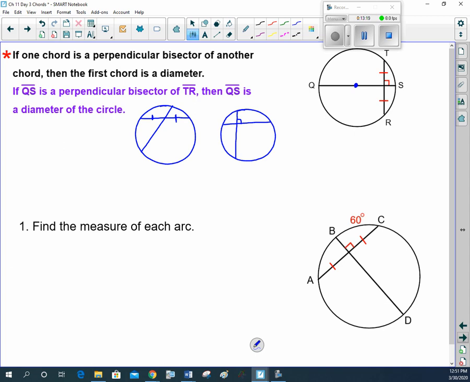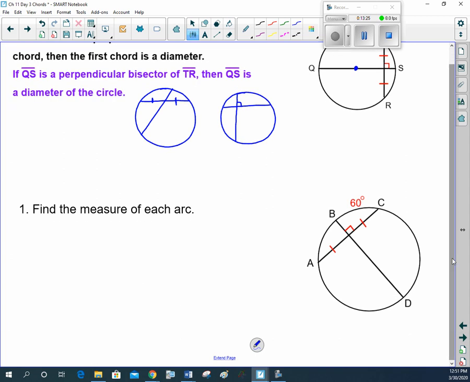Okay, question number 1 says find the measure of each arc. So I'm going to come down here and look. I cannot make the assumption that this is a diameter yet because, number 1, I don't see this little center point, so I can't assume it's a diameter, but maybe I could use the theorem we just learned to decide if it truly is a diameter. So what has to happen? This segment right here that we're trying to decide if it's a diameter has to be a perpendicular bisector of the other chord. Well, here we go.